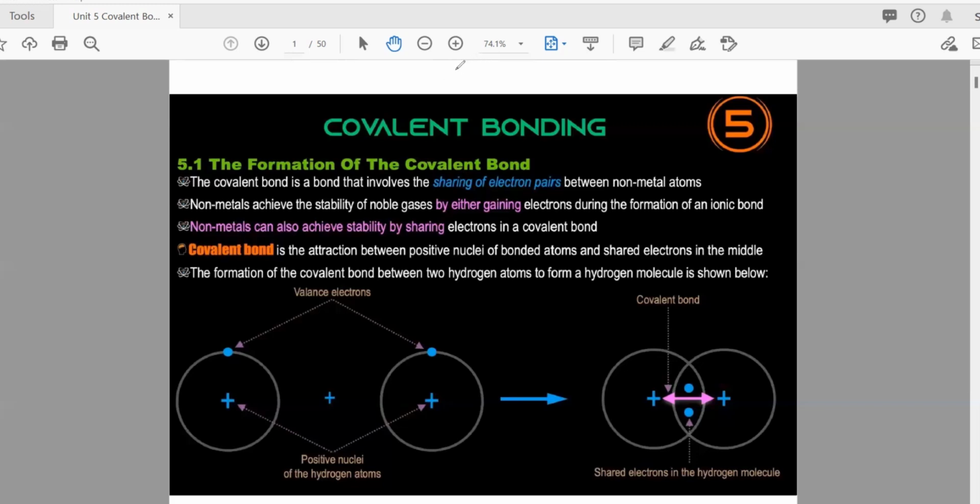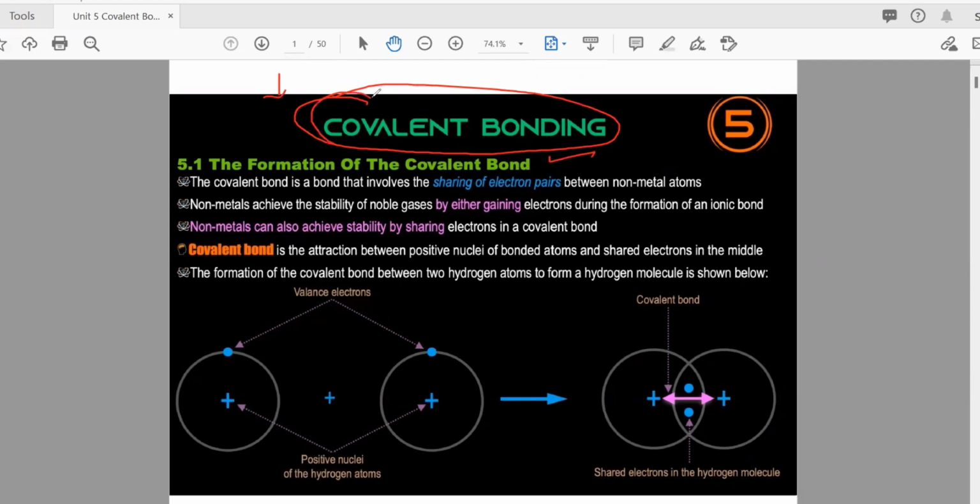Okay, Bismillah ar-Rahman Rahim. Today we're going to start the new topic, which is covalent bonding. In the last topic we covered ionic bonding. Now we will see what a covalent bond is, and how a covalent bond is formed.